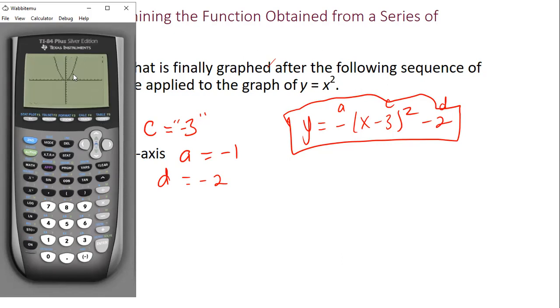So when I graph, here's the parent function, and then here's my transformation. Did it go to the left? I mean, to the right? Yeah. Did it go down 2? Yeah. Did it reflect over the x-axis? Yes. So everything was applied and changed. Okay. All right.